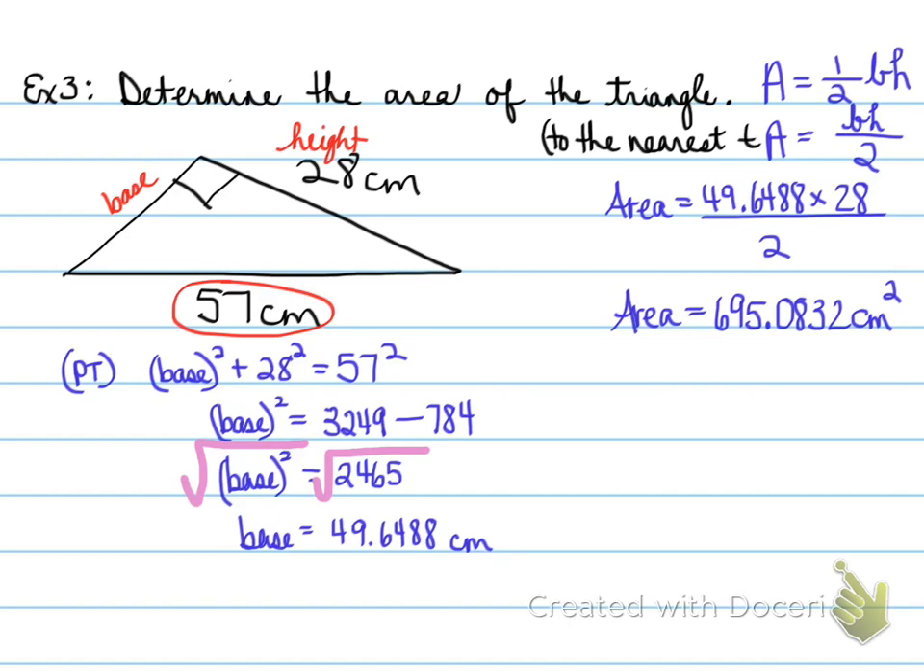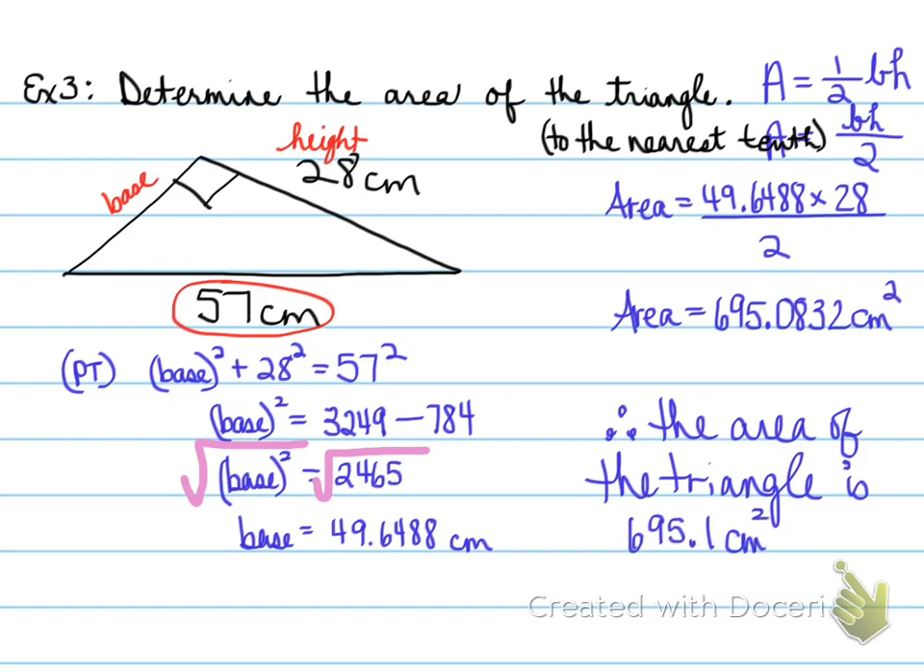Now, if I asked you to round to the nearest tenth, just a reminder, that means that you need to round to one decimal place. So you do that in the therefore answer. Therefore, the area of the triangle is 695.1 centimeters squared. All right. Anyways, that's the end of the video, folks.